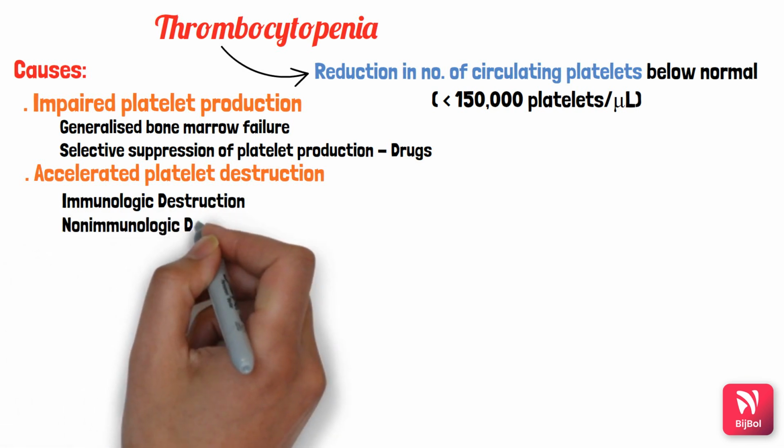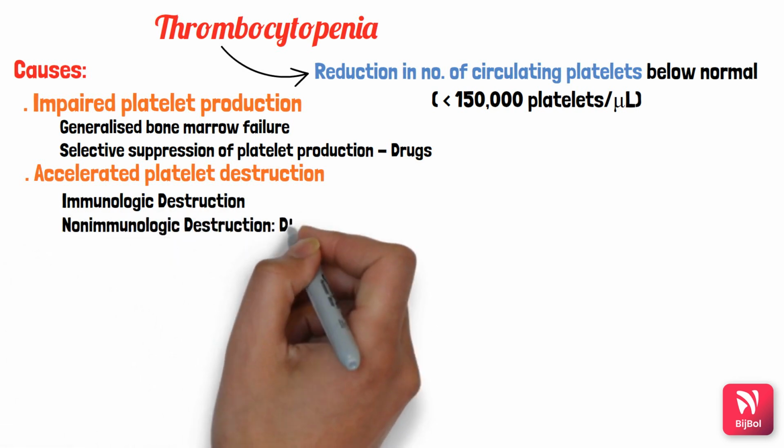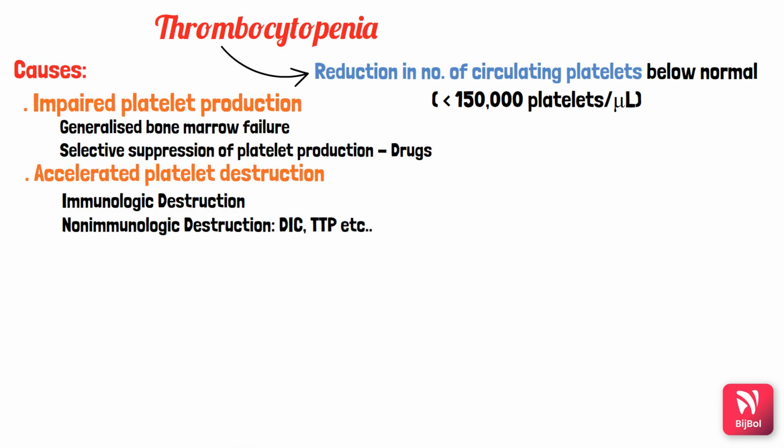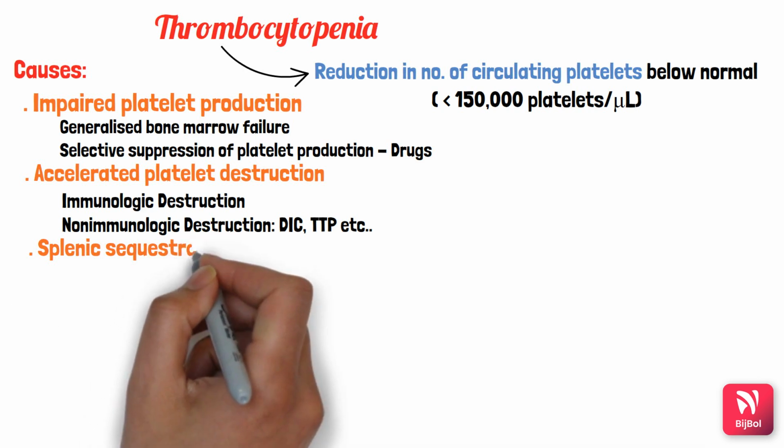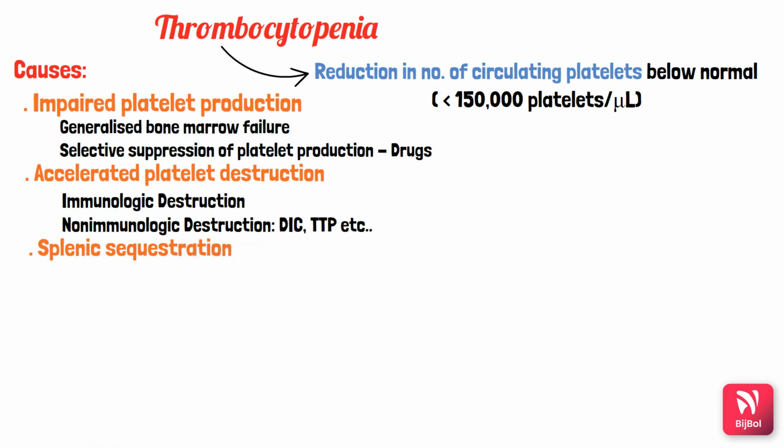So this can be either immunologic destruction by any autoimmune disease, or it can be non-immunological destruction by disseminated intravascular coagulation or thrombotic thrombocytopenic purpura. So by like this, platelets can be destroyed faster, or it can be by splenic sequestration. That means within the spleen there can be destruction of the platelets resulting in decreased number. So that can be seen in splenomegaly or hypersplenism.